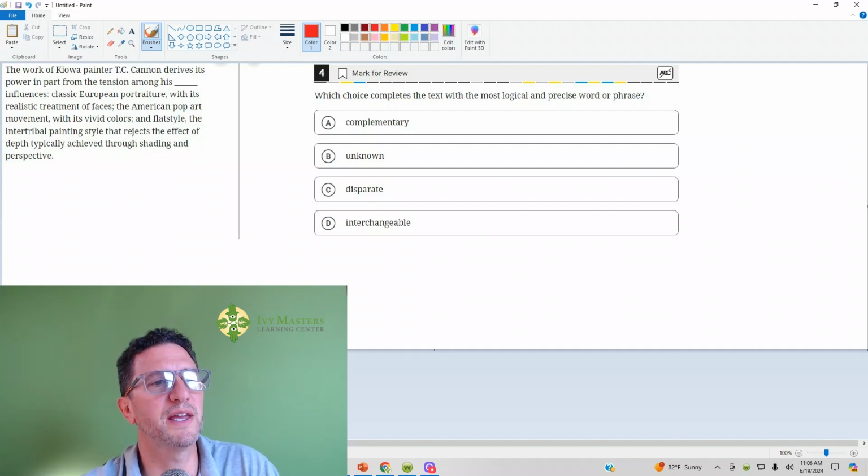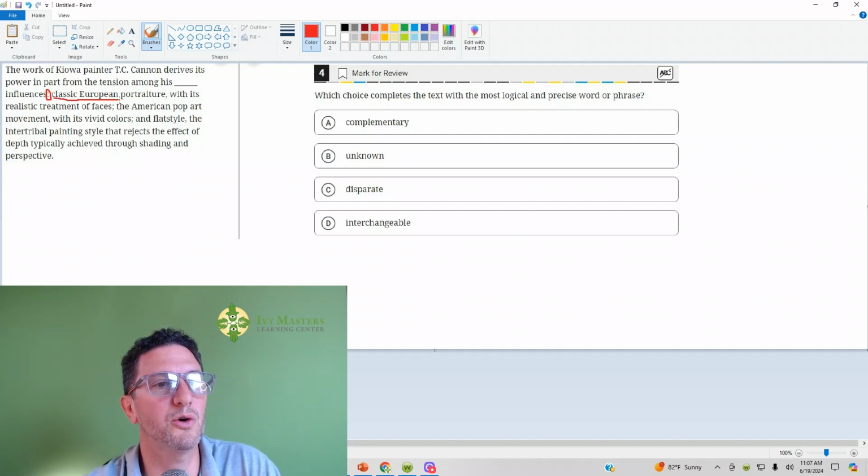The work of Kiowa painter T.C. Cannon derives its power in part from the tension among his blank influences. Now note, one of our rules is what comes after the punctuation of comma, colon, semicolon, or dash is going to tell you what goes in the blank. And after this colon, we want to pay attention. It's going to tell us what those influences are.